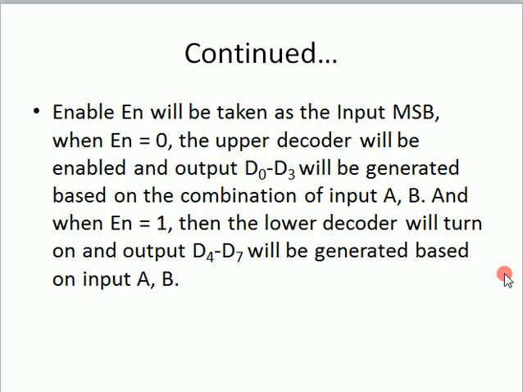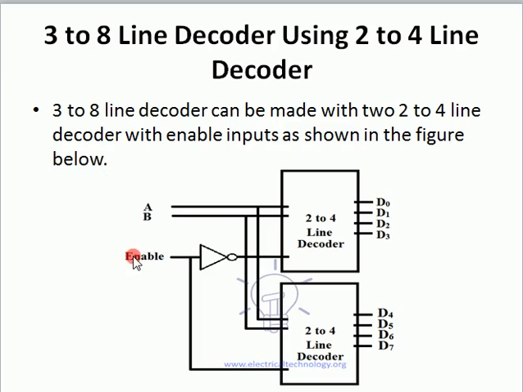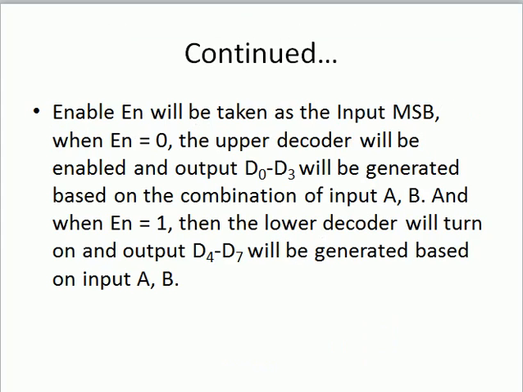And when the enable input is 1, then the lower decoder will be turned on and the outputs D4 to D7 will be generated based on the inputs A and B. See this? When we are having 0 here, then this decoder will work because here we are having 1, but here we are having 0, so it will not work. The output will be 0. When we have 1 here, then here we get 0 enable input, so it will not work, and this 2 to 4 line decoder will work. So that is explained here in this slide.